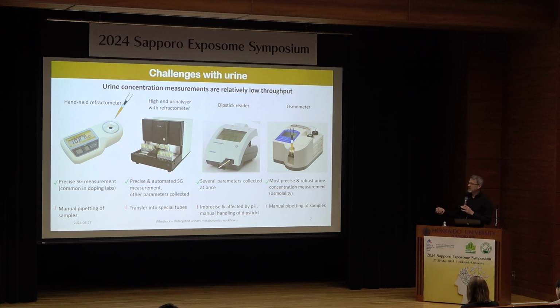As I said, we're using specific gravity, which is shown here. This is a handheld refractometer. And it works very well, but it's exactly that. It's a handheld refractometer. So if you want to do this at thousands of samples or tens of thousands of samples, measuring them one by one on this takes a lot of time, and it's certainly not fit for purpose for what we want to do in metabolomic epidemiology.